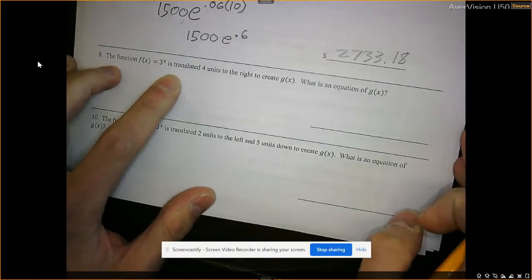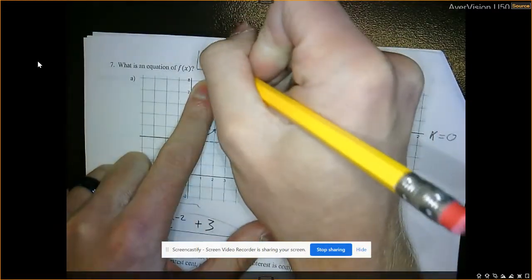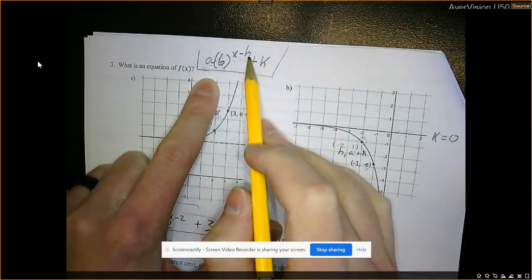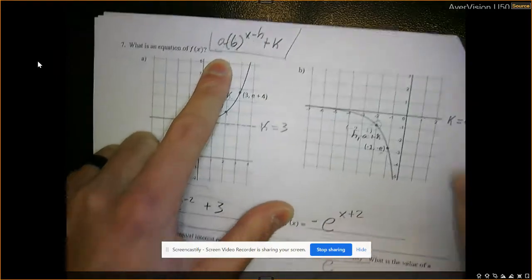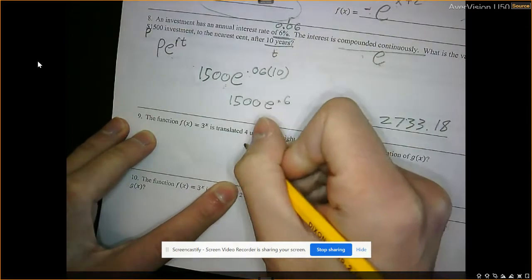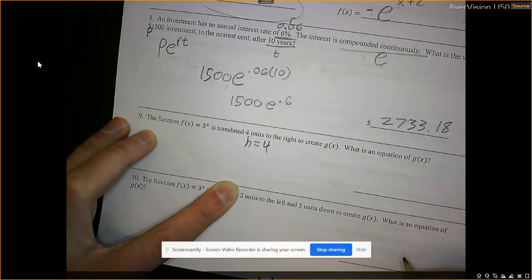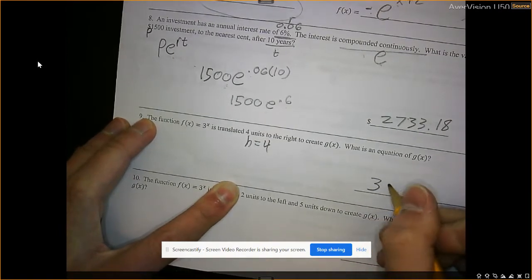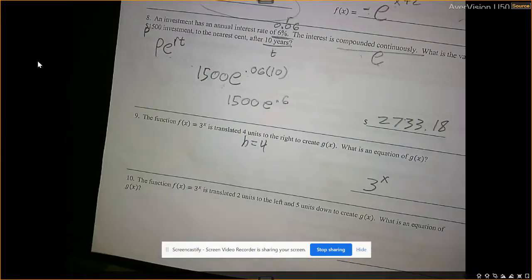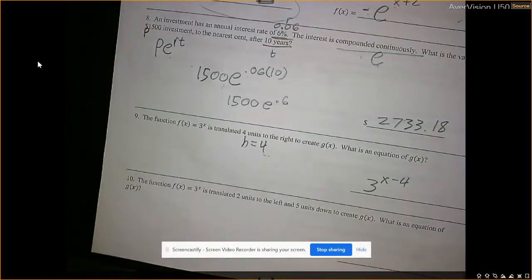Okay, moving on. Number 9, we have a function 3 to the x is translated 4 units to the right to create g of x. Well, again, we're going back to knowing that this is our vertical stretch factor, this is our horizontal stretch factor, this is going to move it left and right, this is going to move it up and down. So if I'm going 4 units to the right, that means my h equals a positive 4. We know these are written as to the x minus h, and if my h is 4, that means I have an x minus 4.